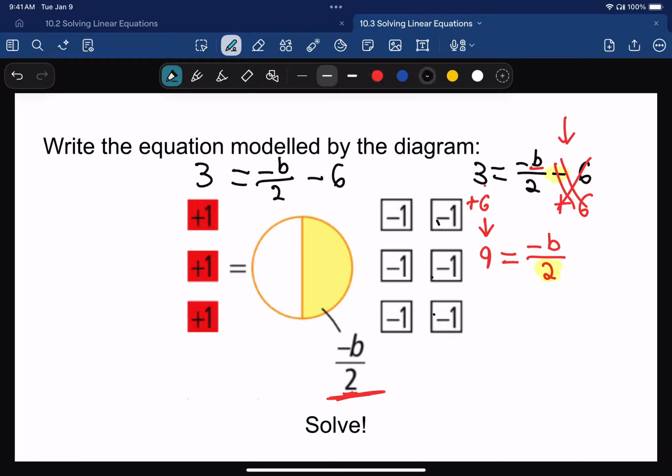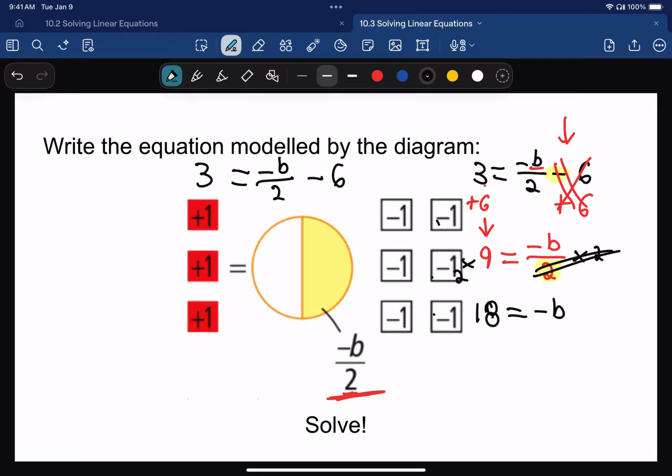I'll switch back to black. So we're now going to times this side by 2 because it's the opposite of dividing. And we're going to multiply this side by 2. So 9 times 2 equals 18. This side is canceling each other off. So we have 18 equals negative b.